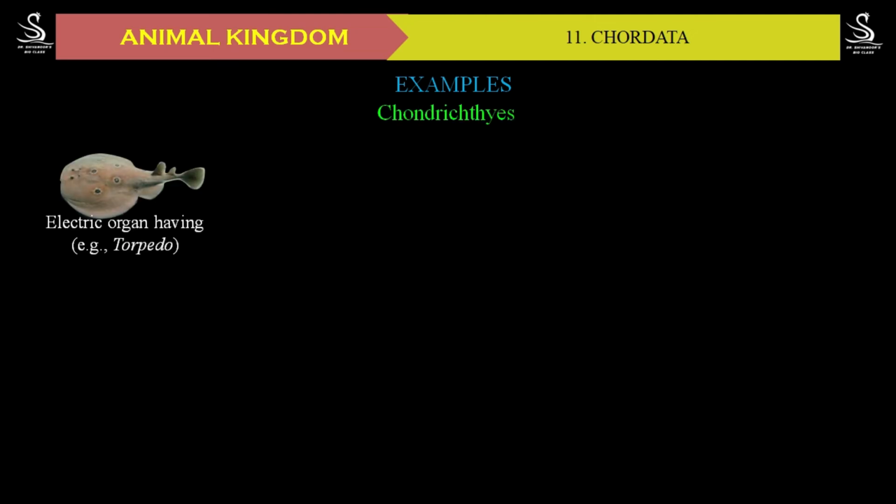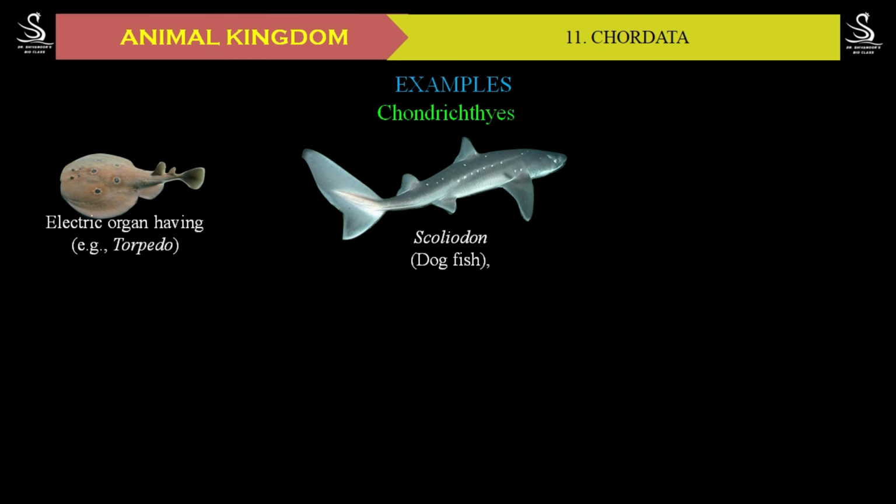Examples for the Chondrichthyes class: one is the electric organ-having fish. It is called torpedo. Students, actually this is one such fish which is able to generate high electrical current. Suppose any predator is attacking it, at that time this fish will generate and release high power electricity. Because of that, the predator will not be able to attack it, and automatically this torpedo will escape from that danger place. That is the way the fish gets protected.